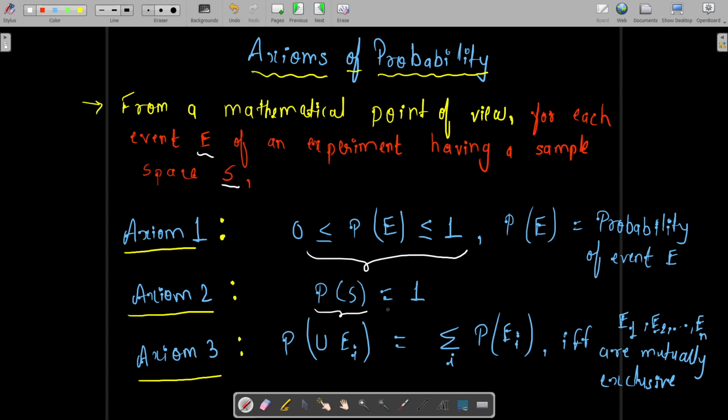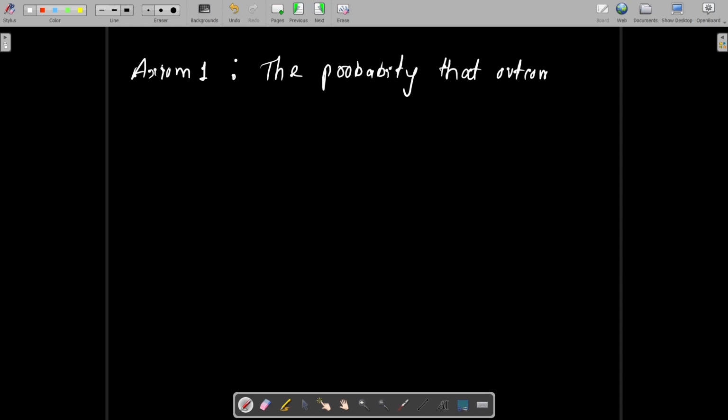But let me not frame it like this. Let me write some statements regarding what this means. What does axiom 1 mean? Let me write that. It states that the probability that the outcome of an experiment is contained in E. So like we have one experiment, right?